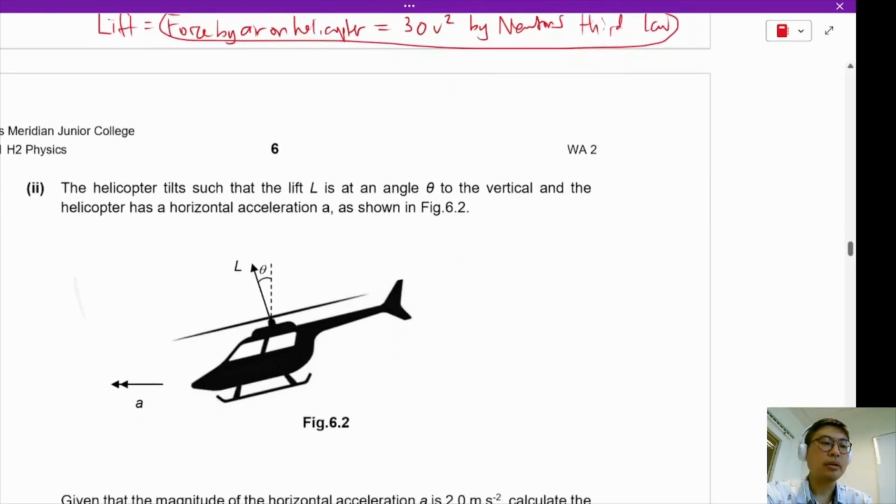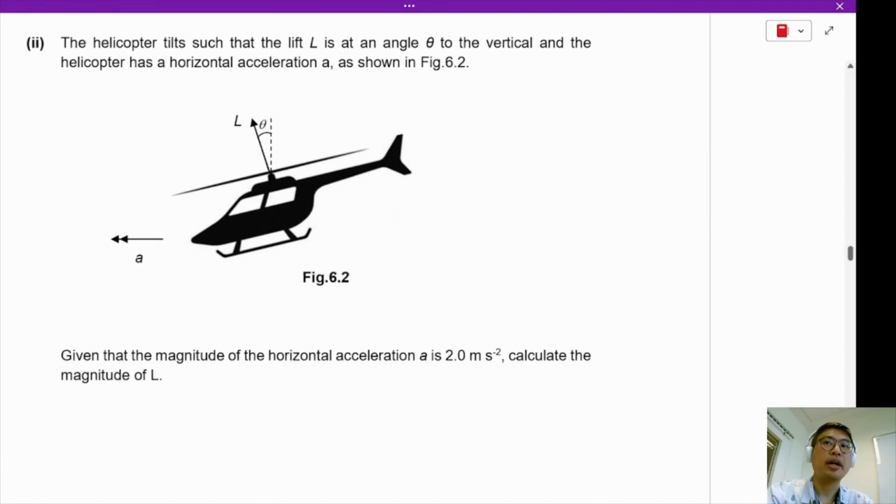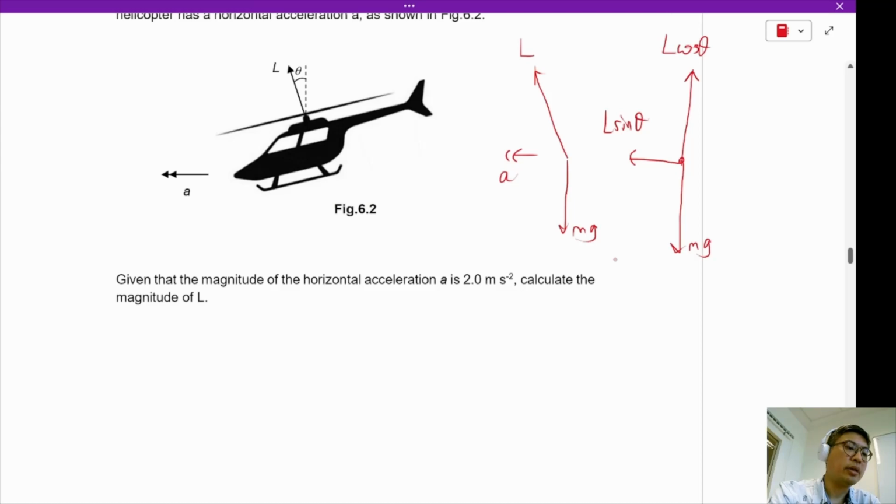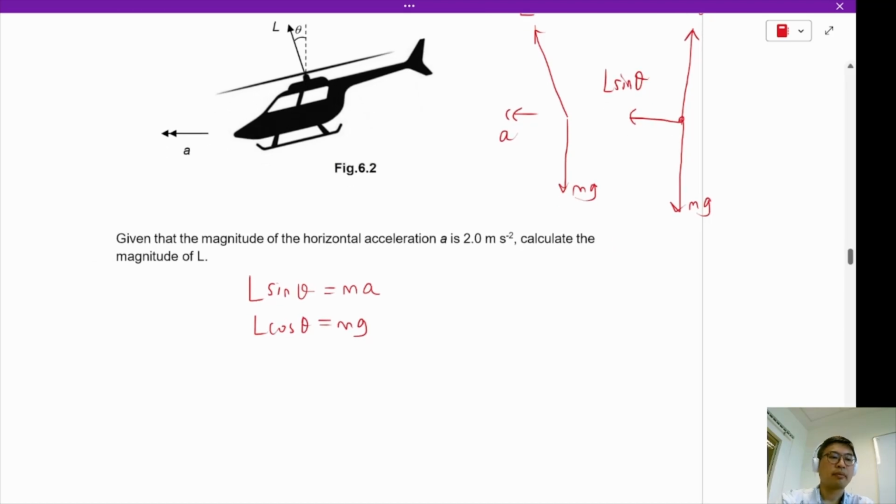Now, let's take a look at part 2. The helicopter tilts such that the lift angle is theta to the vertical. These are the forces acting on the helicopter. This is L and this is mg, and together they will form an acceleration A. We resolve the forces in the vertical direction first, L cos theta, and this is mg. In the horizontal direction, we have L sine theta. In the vertical direction, L cos theta cancels the weight, but in the horizontal direction, L sine theta provides the mass with the acceleration.